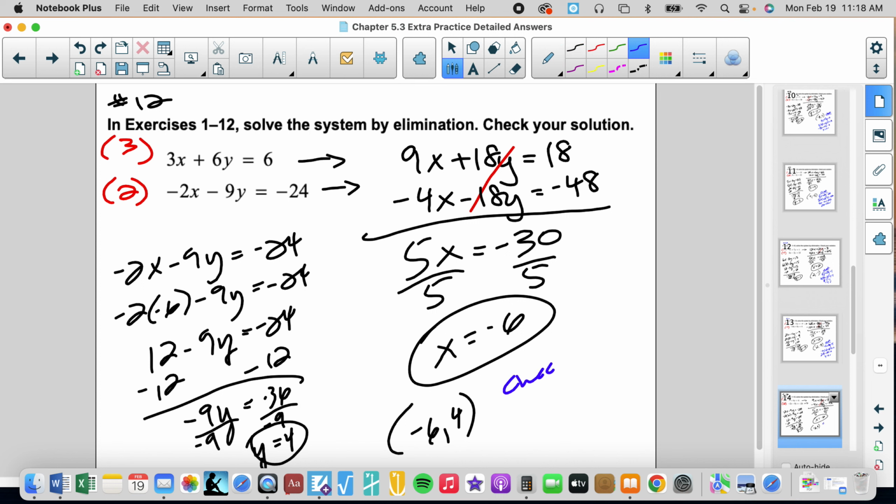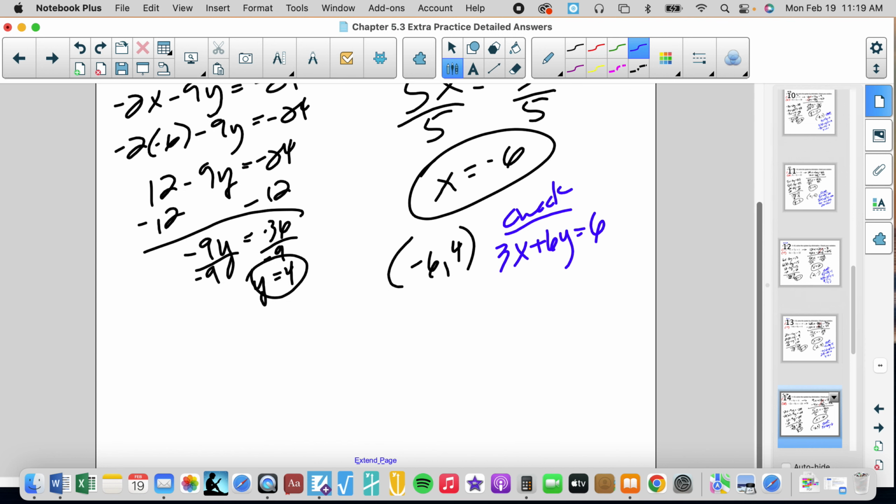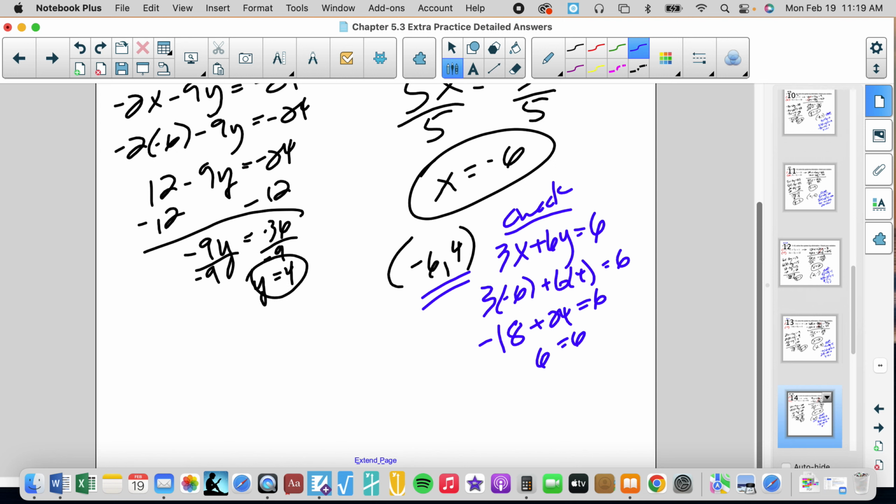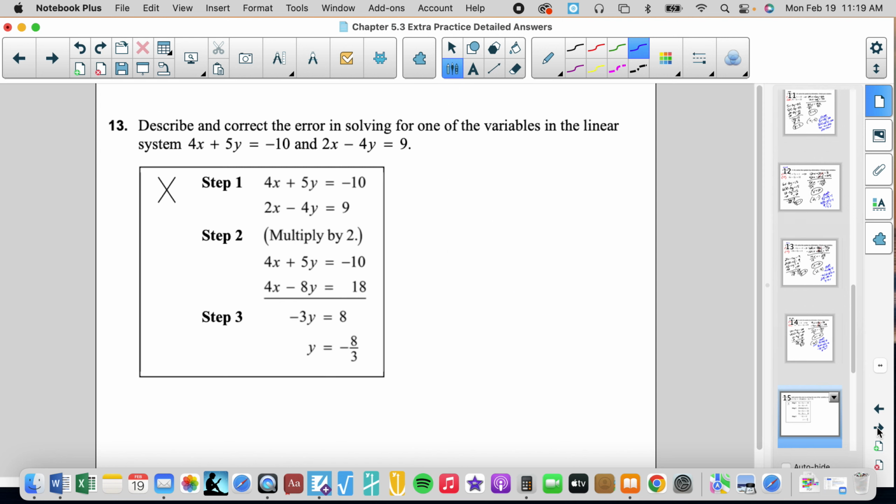Checking with the top equation, 3x plus 6y equals 6. 3 times negative 6 plus 6 times 4 equals 6. I'm just plugging these numbers into that equation. Negative 18 plus 24 equals 6, and 6 equals 6. Boom! Describe and correct the error involved in solving for one of the variables in a linear equation.